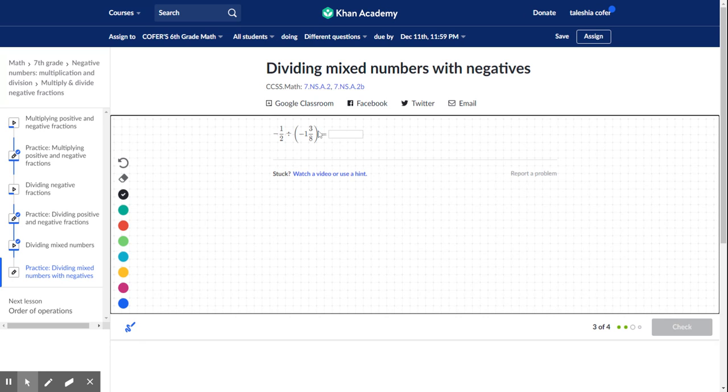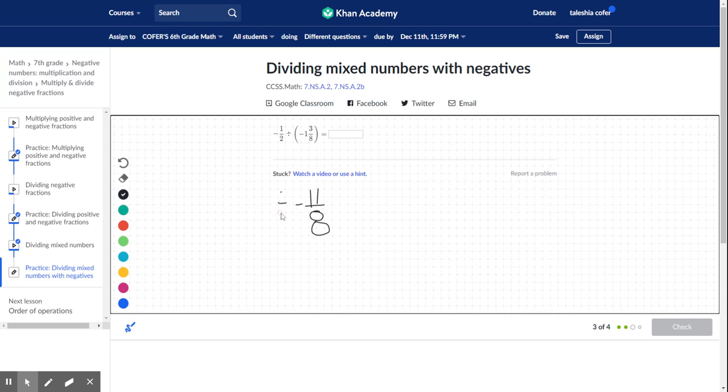Negative 1/2 divided by negative 1 and 3/8. I first have to turn my negative 1 and 3/8 into an improper fraction by multiplying my denominator, which is 8, times my whole number, which is 1. That gives me 8. I add in my numerator, which is 3. 8 plus 3 gives me 11. I write it back on top of my original denominator, which was 8.